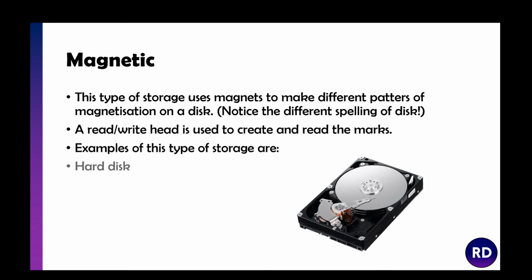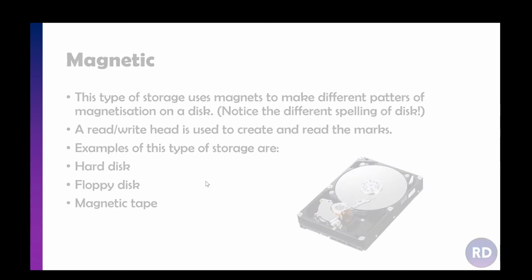Next we'll look at magnetics. So there's another one that moves. We use magnets to make different patterns of magnetization on the disk. Now a read-write head, which is this bit here, is used to create and read the marks. So we've got hard disks, floppy disks, and magnetic tape.